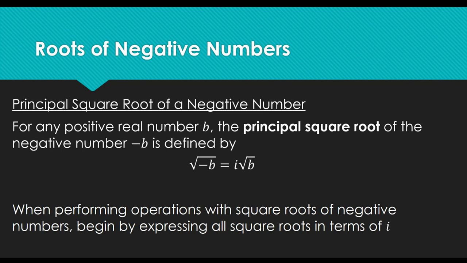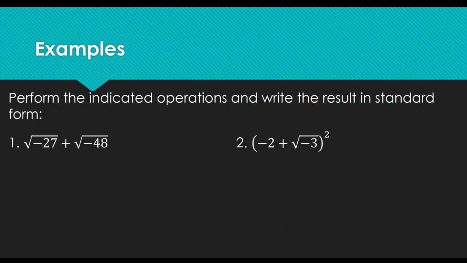Okay, so when performing operations with square roots of negative numbers, always begin by expressing all square roots in terms of i. Okay, we want to get rid of that negative under the square roots so then we can actually simplify and get a real number from what would be left over under the square root. Okay, so let's perform some operations here and we'll write our answer in standard form.